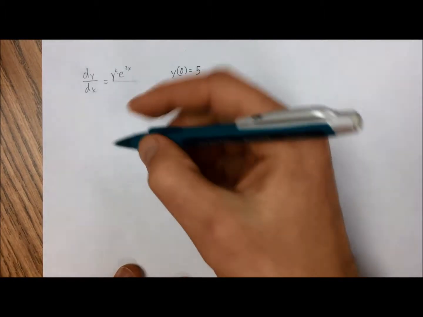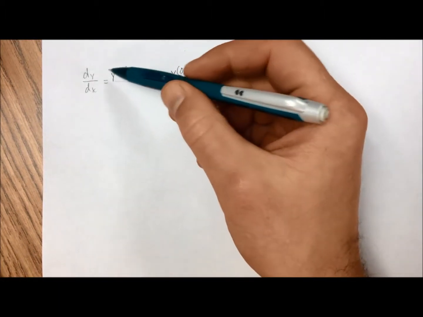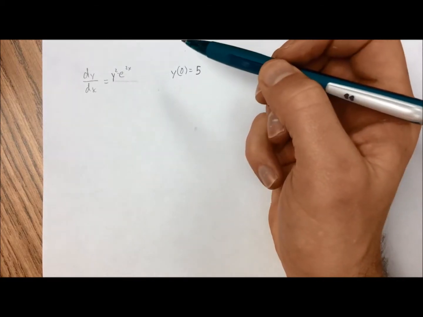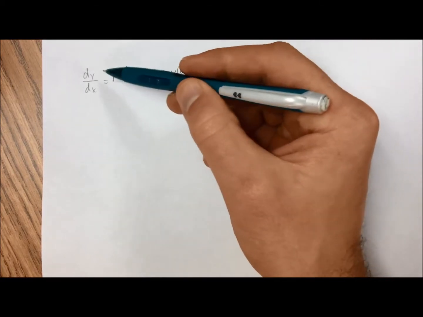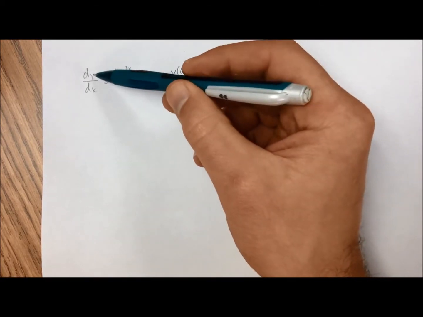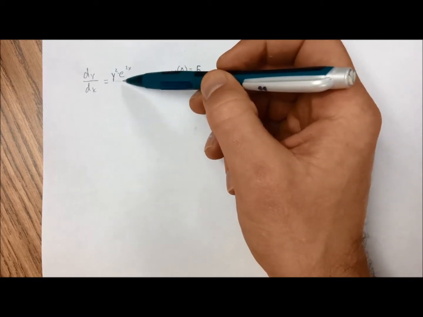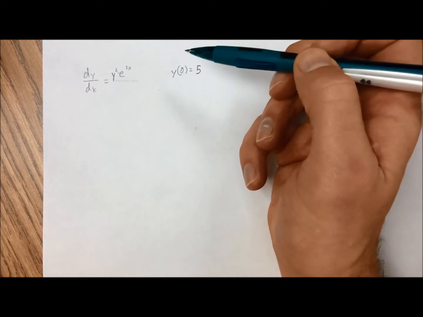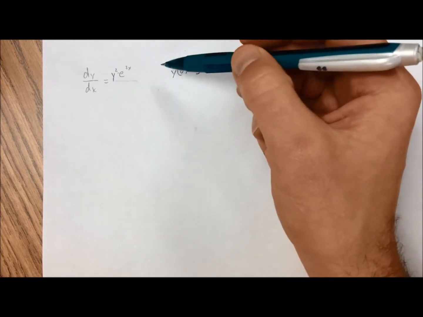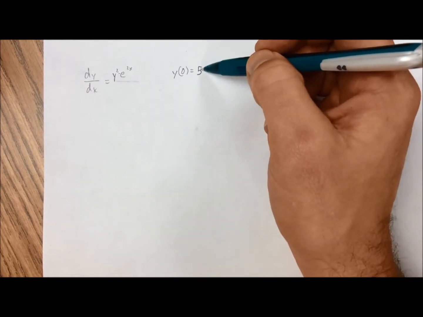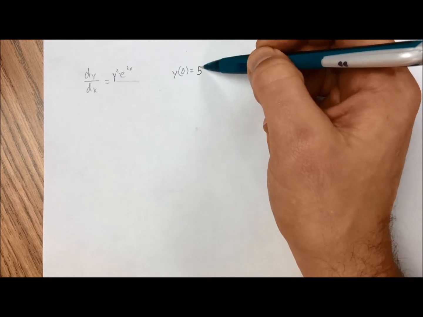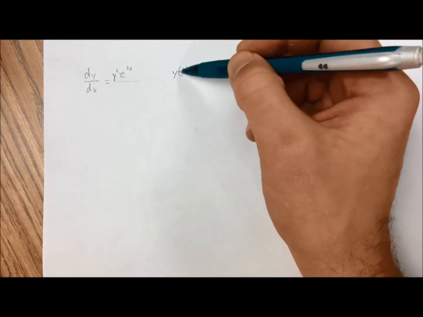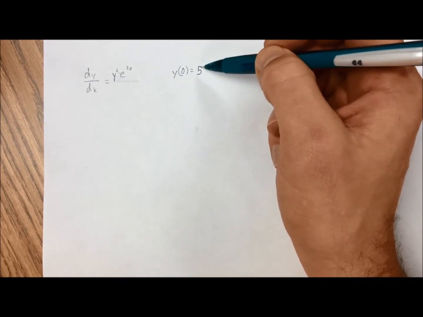I'm going to do one more example for you here. I just made up this problem off the top of my head. Let's hope that it works out for us. But the change in y over the change in x is equal to y squared times e to the 2x. So we're going to have to solve this and find the particular solution when y of 0 is equal to 5.